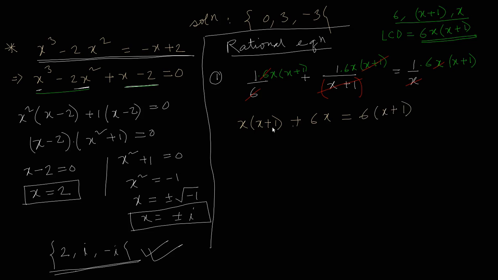So now as you can see, this is a very simple equation. So let's expand it. Here it is going to be x square plus x plus 6x equals 6x plus 6. Okay. So 6x from this side and 6x from this side cancel out each other. So what I am left with is x square plus x, and this 6 is going to come to this side as a negative 6 equals 0. So now x square plus x minus 6 equals 0.